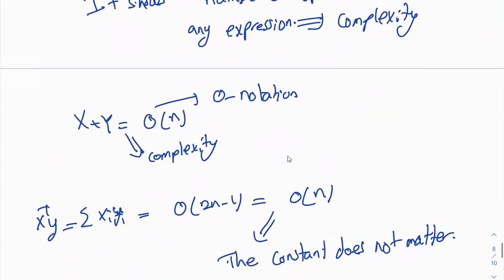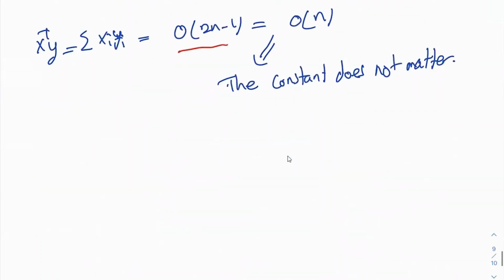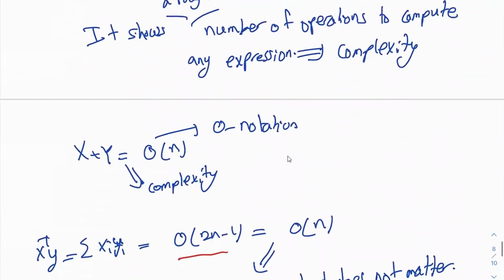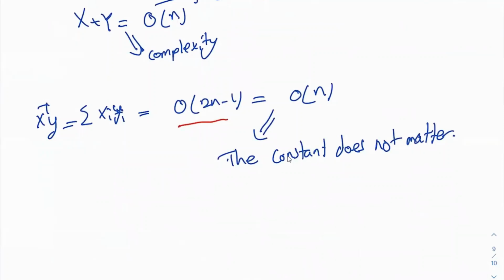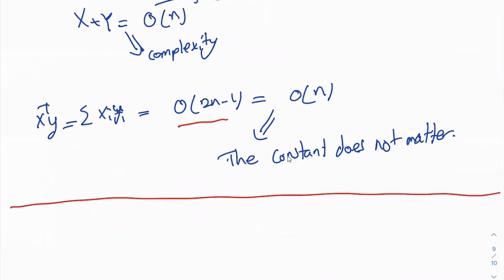But what about x transpose y? It's O of 2n minus 1, okay? But again it's of order n, right? The 2 doesn't matter, the negative 1 doesn't really matter. So again, it's big O of n, right? So the constants do not really matter. Okay, so we keep this in consideration as the lecture continues.